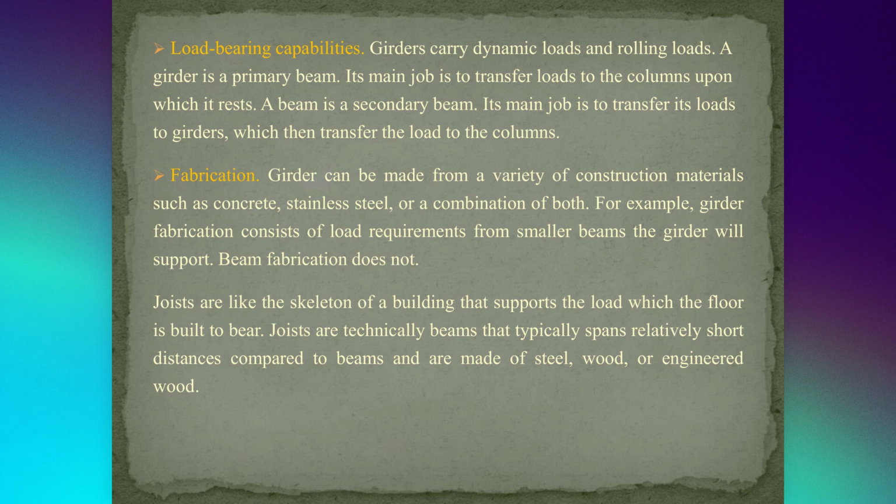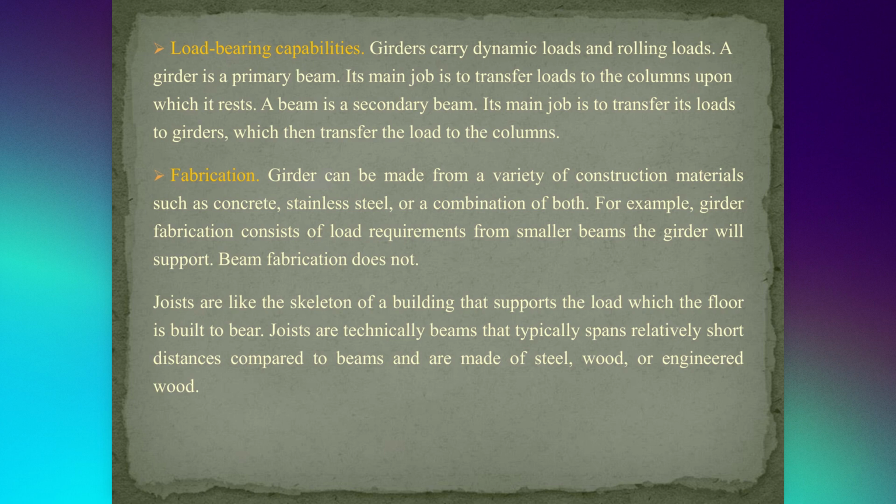Load-bearing capabilities: girders carry dynamic loads and rolling loads. A girder is a primary beam. Its main job is to transfer loads to the columns upon which it rests. A beam is a secondary beam. Its main job is to transfer its loads to girders, which then transfer the load to the columns.